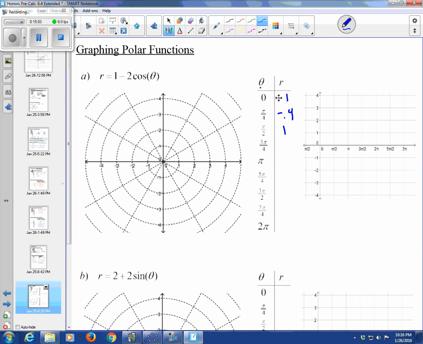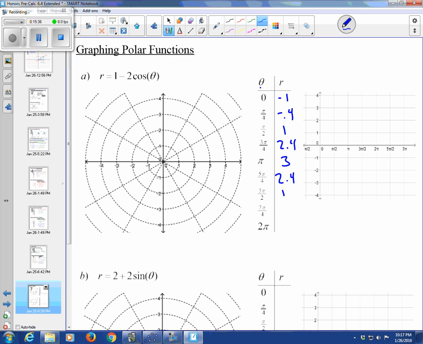When I plug in 3/4 pi, I'm going to get approximately 2.4. Plugging in pi gives me negative 1 for cosine. So negative 1 times negative 2 gives me positive 2, and that's going to give me a value of 3. When I plug in 5 pi over 4, I get 2.4 as my output. And plugging in 3/2 pi gives me, of course, a cosine value of 0. So again, that would be 1.